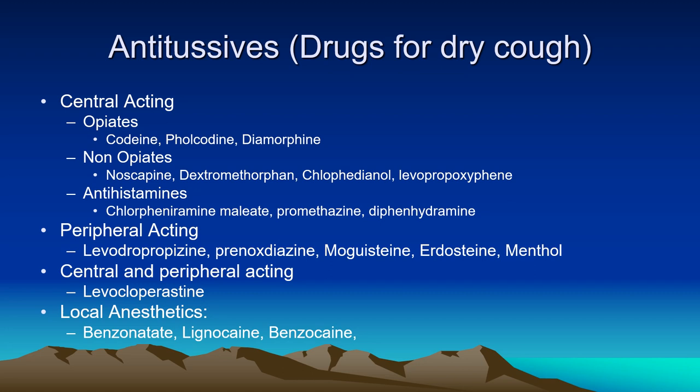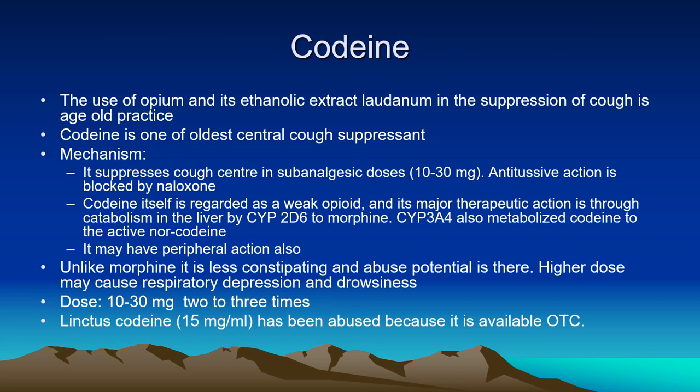Among the peripheral drugs, there are several types. For example, direct peripheral acting drugs are levodropropizine, fenoxazine, moguisteine, and menthol, whereas central and peripheral acting is levocloperastine. Some local anesthetics have peripheral action: benzonatate, lignocaine and benzocaine. We will be discussing some of them subsequently.